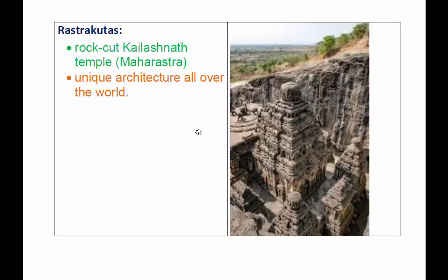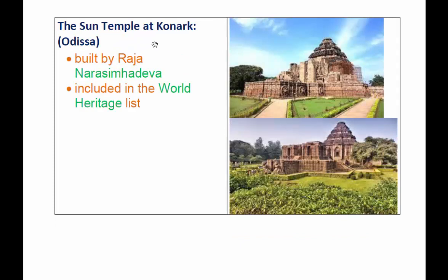All right. Another one is the Rashtrakutas. We have mentioned before the rock cut Kailashnath Temple, which is located in Maharashtra. In the preceding chapter, you can see it's a unique architecture all over the world, which was constructed during the time of these Rashtrakutas. Another one is the Sun Temple, which is located at Konark in Odisha. It is said that it was built by Raja Narasimha Deva. You can see it's the Sun Temple at Konark in Odisha. This temple is important because it is included in the World Heritage List. It is protected by the United Nations organization.